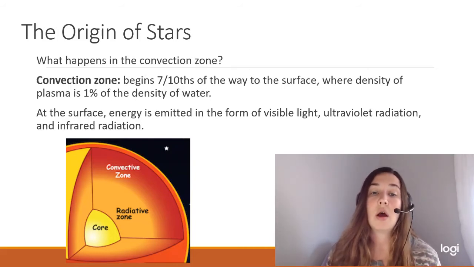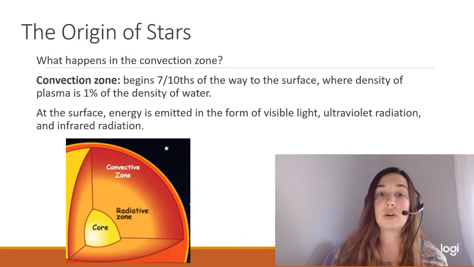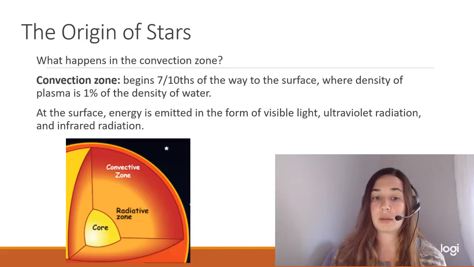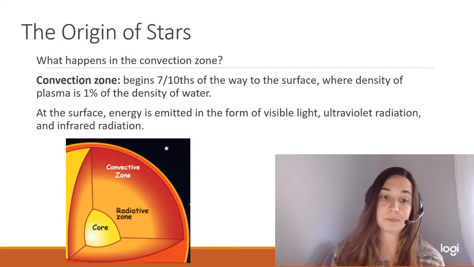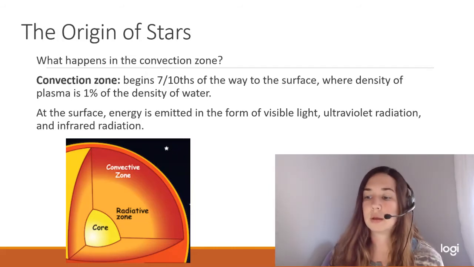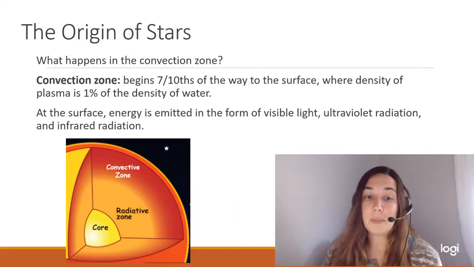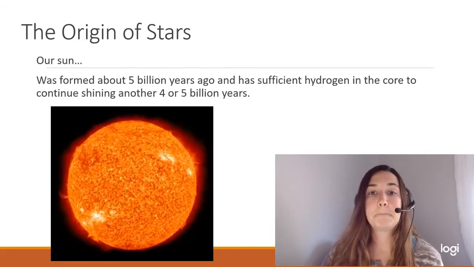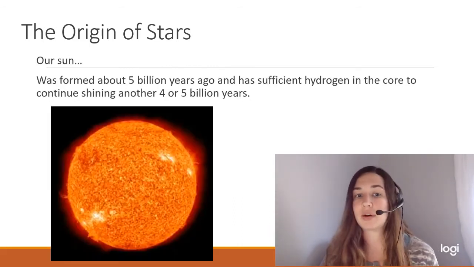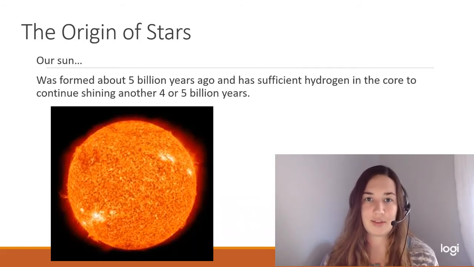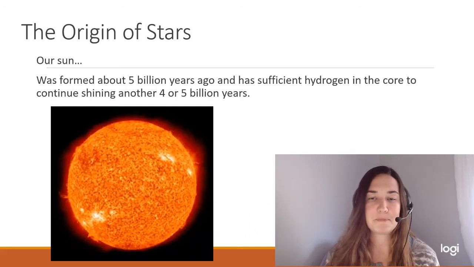So you have all of this energy coming off of the star. It's coming through the convective zone, so at the surface. So those are our three parts of what makes up a star. But let's talk a little bit about our sun, just because this is the star that we're most familiar with because we see it almost every day.